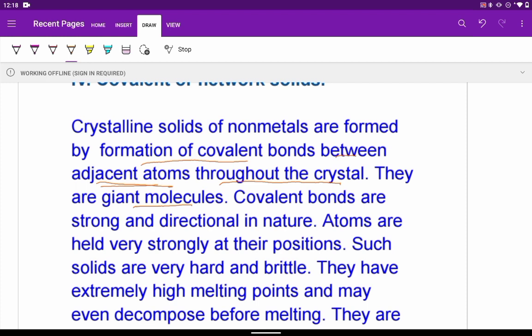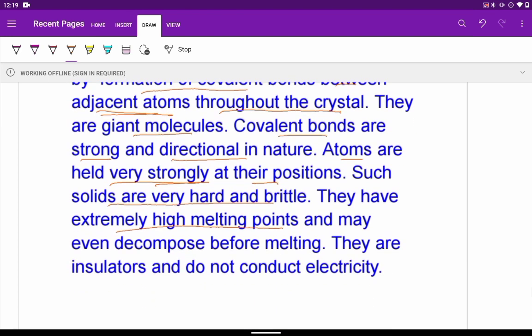We know that covalent bonds are strong. They are also directional in nature. Since they are strong, the atoms are held very strongly at their own positions. Because of this, these solids are very hard and brittle. They also have very high melting points and may even decompose before melting. They are insulators. They do not conduct electricity.